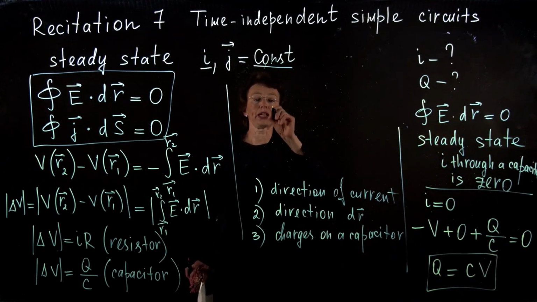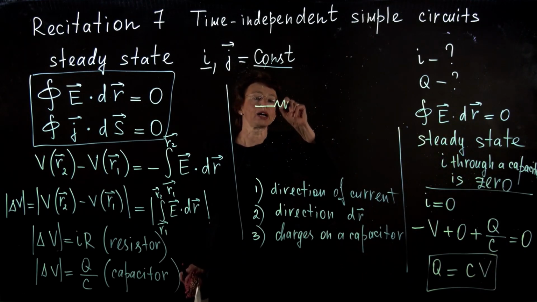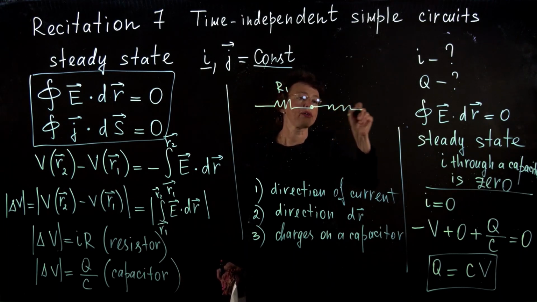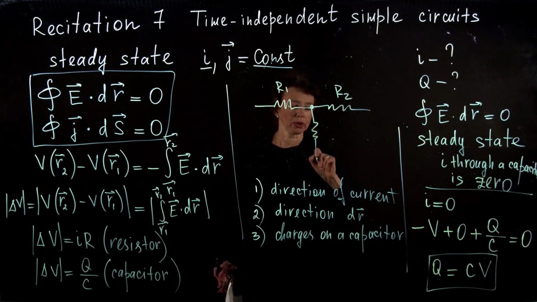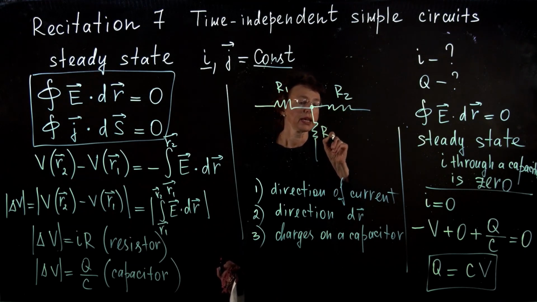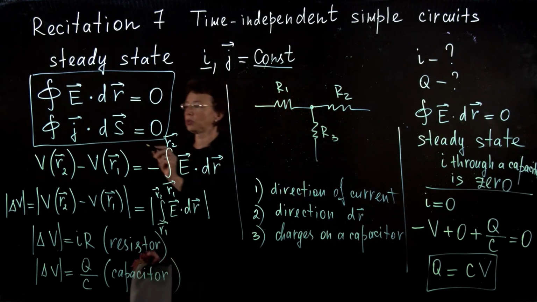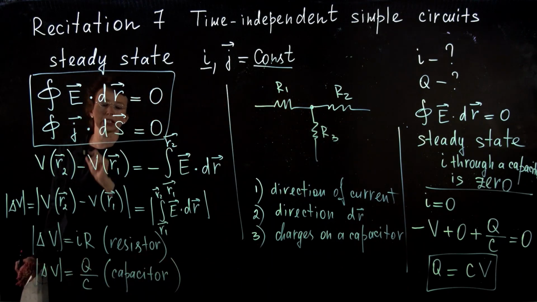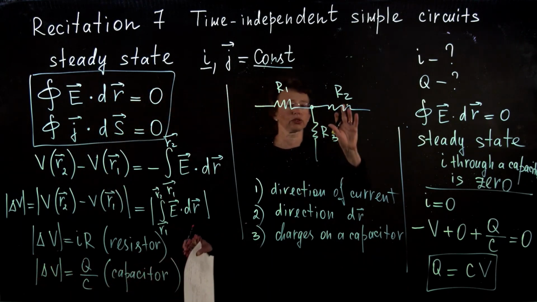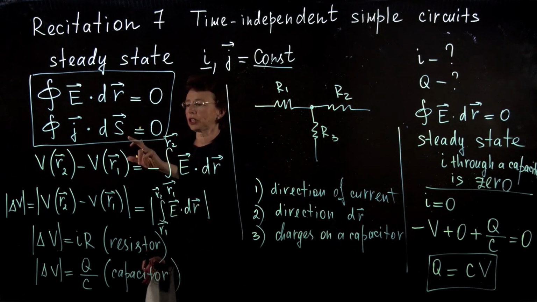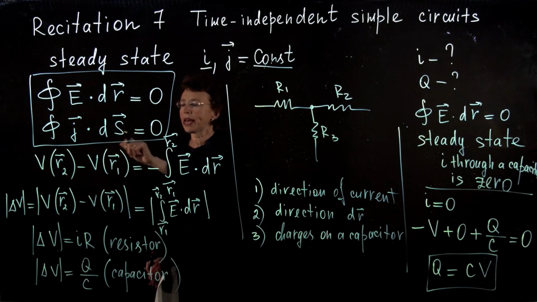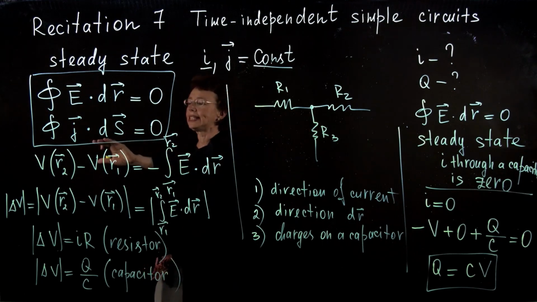Now I will change my circuit again. This time I will have a resistor R1, then I will have a resistor R2, and then I will have a resistor R3. And this is the case when we need this equation integral J dot ds. Well, I will connect it to the battery, we will have closed loop, everything. What I want to show is the situation when I need this equation.